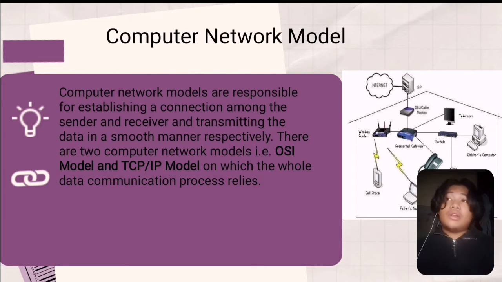Ang OSI model or Open System Interconnection Model is a conceptual model that characterizes and standardizes the communication functions of a telecommunication or computing system without regard to its underlying internal structure and technology. And next, the TCP/IP model or the Internet Protocol Suite is the set of communications protocols used in the internet and similar computer networks.